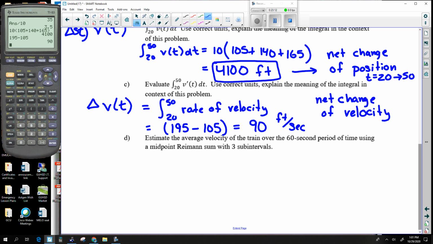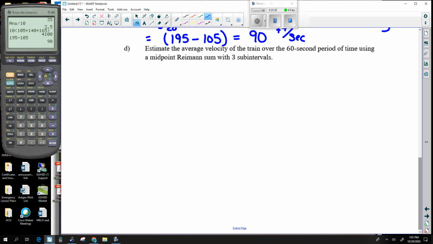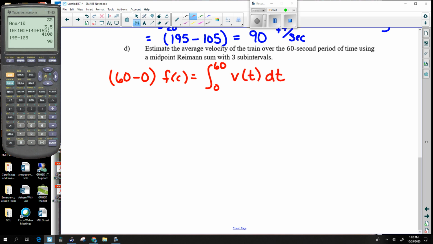Estimate the average velocity of the train over the 60-second period, using a midpoint Riemann sum with 3 subintervals. All right, so the average velocity is on a time frame from 0 to 60 of the average value, the integral from 0 to 60 of the velocity itself. So f(c) is that average value.